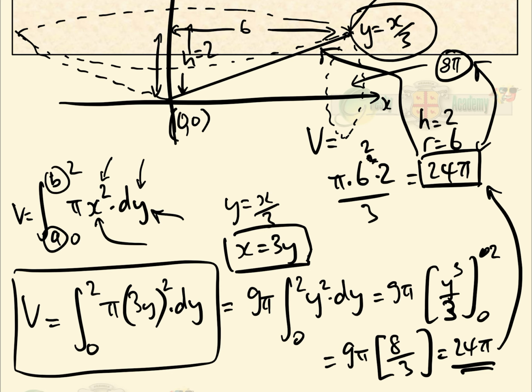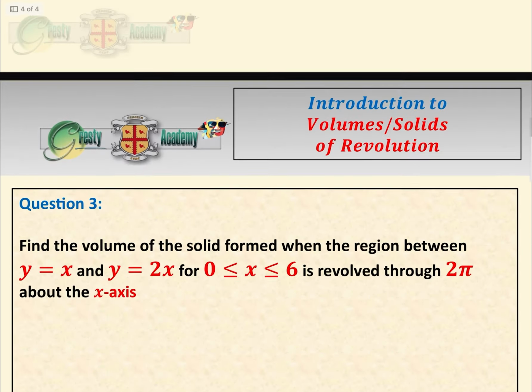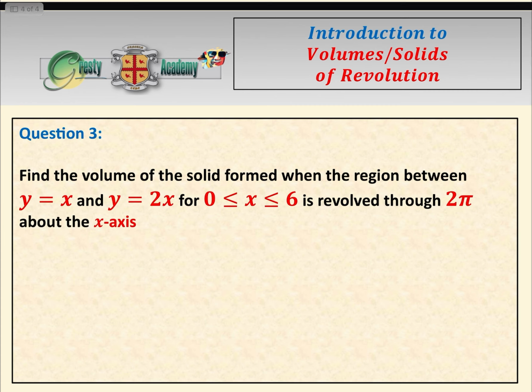Now question number 3 is the third kind. Okay. So basically here what we need to do is find the volume of the solid formed when the region between y equals x and y equals 2x for x equals 0 to 6 is revolved through 2 pi.